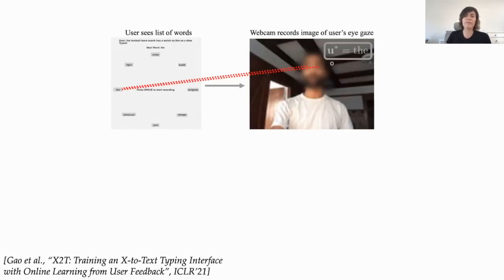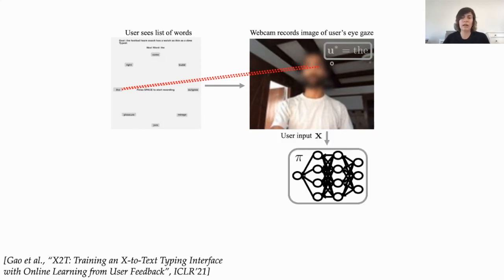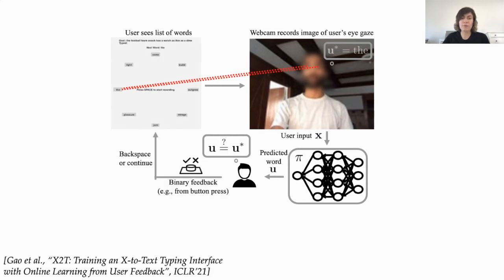Our method for learning from these backspaces is pretty simple. We present a set of words to the user. We take a picture of the user's eyes through their webcam, then feed this input to our selection policy. We sample an action from this policy. The user sees this action, compares it to their desired action, and then they decide whether or not to backspace. And this decision to backspace naturally provides our system with feedback that it can use to derive a reward signal, and then train a policy through reinforcement.